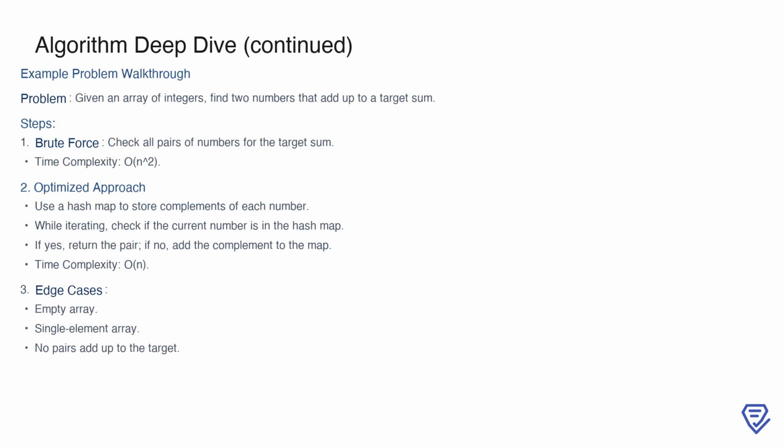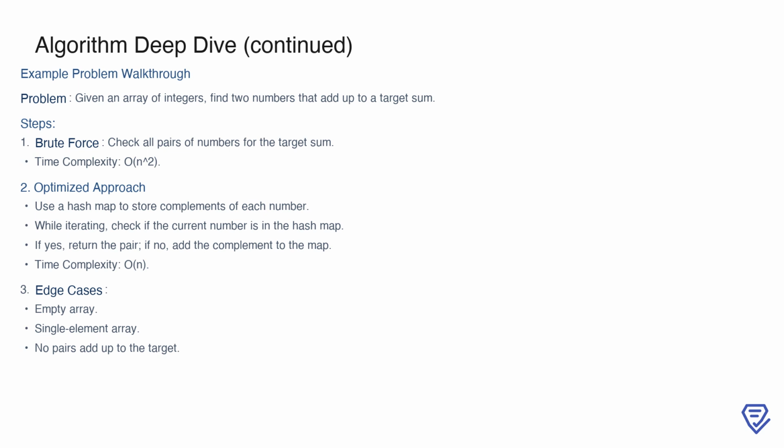To solidify these concepts, let's walk through an example problem, finding two numbers in an array that add up to a target sum. The simplest approach is brute force, checking all pairs of numbers to find one that matches the target. While straightforward, this method has a time complexity of O(n²), which can be inefficient for large inputs. Instead, an optimized approach uses a hash map. As you iterate through the array, calculate the complement needed to reach the target and check if it already exists in the hash map. If it does, you found your pair; if not, add the current number's complement to the map. This method reduces the time complexity to O(n).